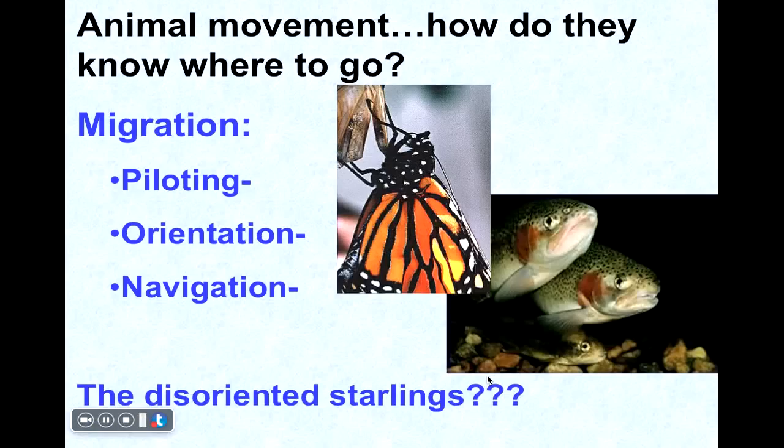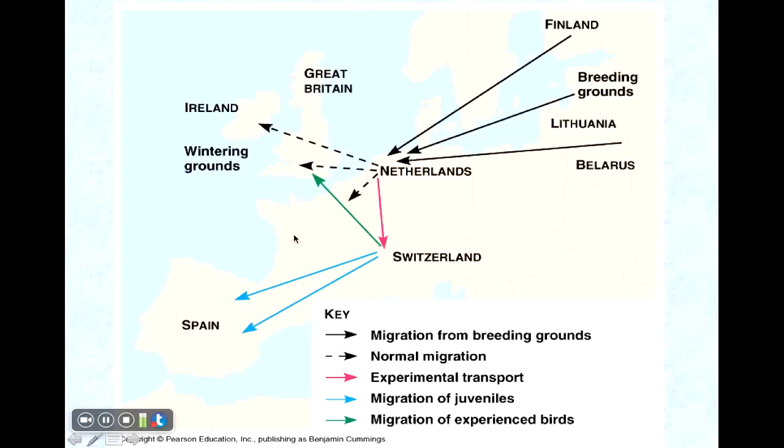Just as one example to demonstrate this, take a look at this experiment that was done with some starlings, illustrated in this map here. The black arrows toward the top represent the normal migratory route of starlings. They start up in this area, come to rest for a little bit in the Netherlands, and then typically travel on their way toward Ireland and Great Britain, where they spend the winters. Now, an experiment was done where they captured some of these birds in the Netherlands, put them in a truck, transported them down to Switzerland, released them, and kept track of where they went.